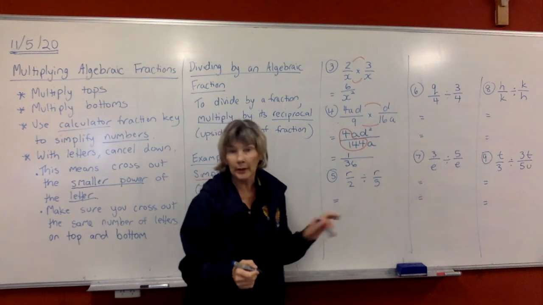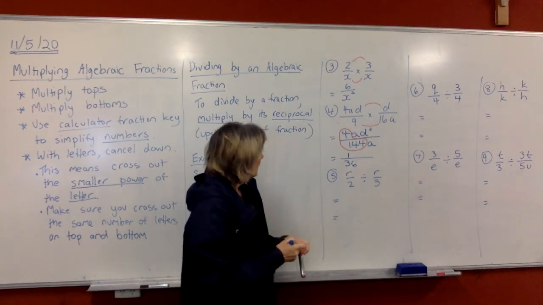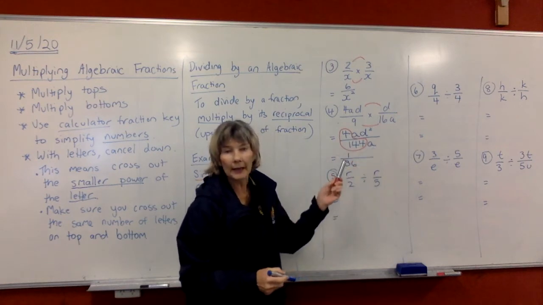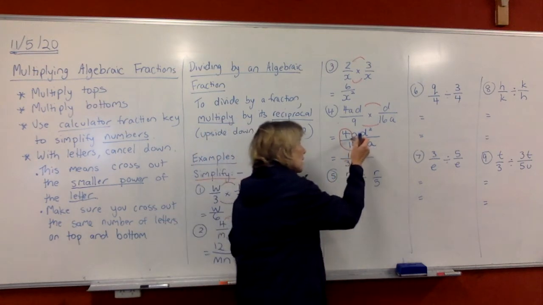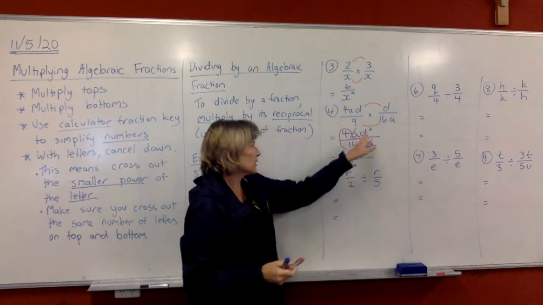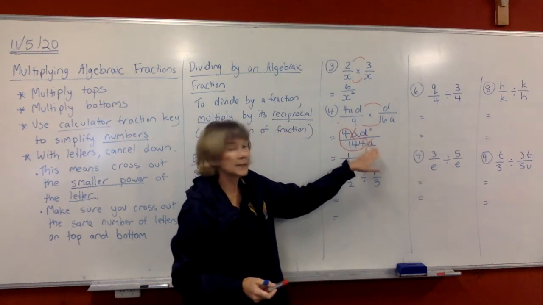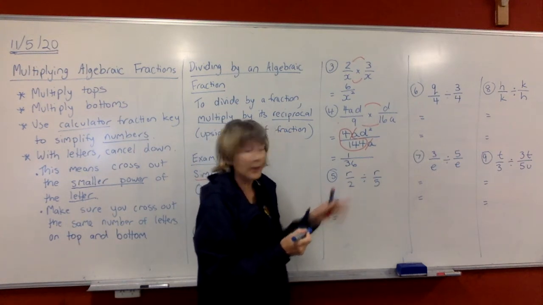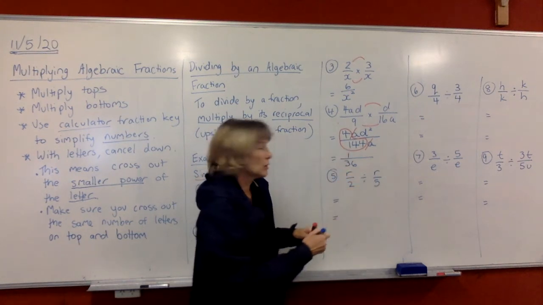Extend the bar because we're going to have to put some letters here now. Now, we look at the A's. This has got an A and this has got an A. So we just cross out both of those. They're both gone. That leaves us with a D squared on the top. There's no D's on the bottom to be crossing out. So we're going to leave that D squared where it actually is, which is on the top of the fraction.